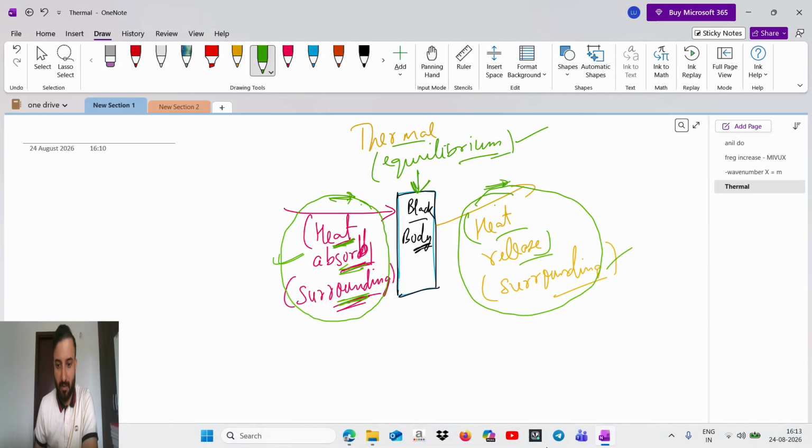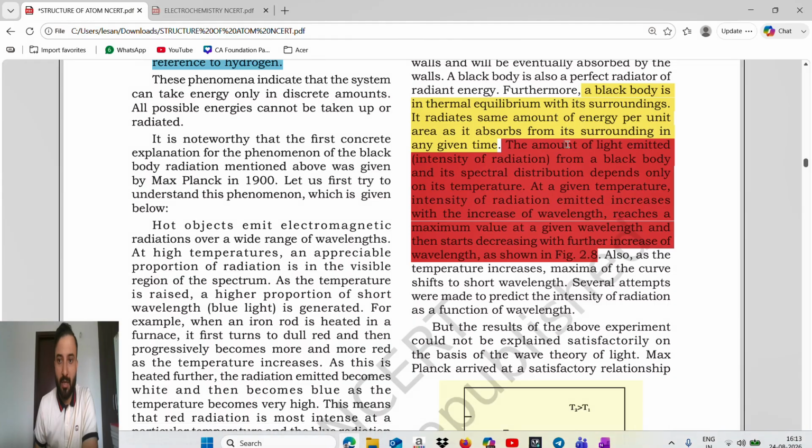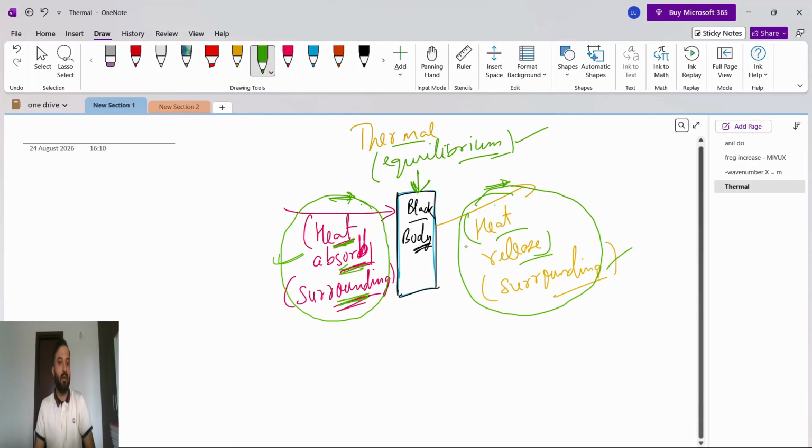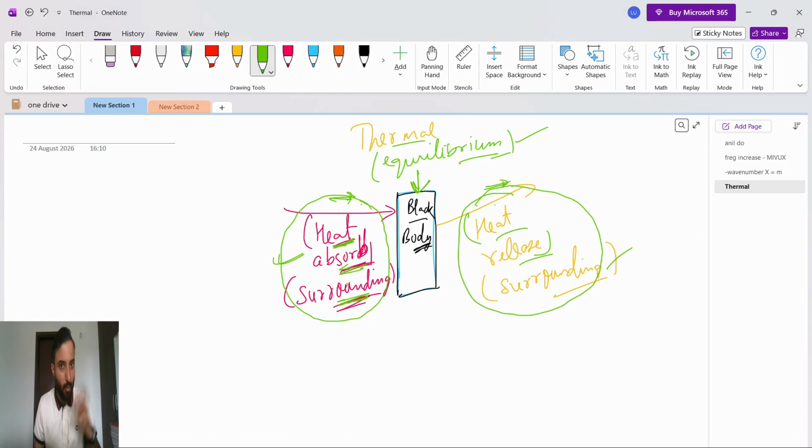So that's why a black body is in thermal equilibrium. Why is it in thermal equilibrium? Because how much heat the black body absorbs from the surrounding, that much heat it releases to the surrounding. So it is in equilibrium, and since we are talking about heat, it's called thermal equilibrium.